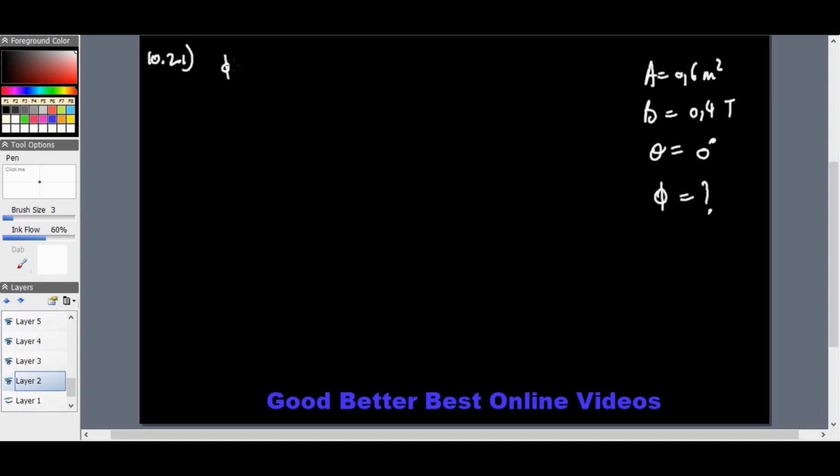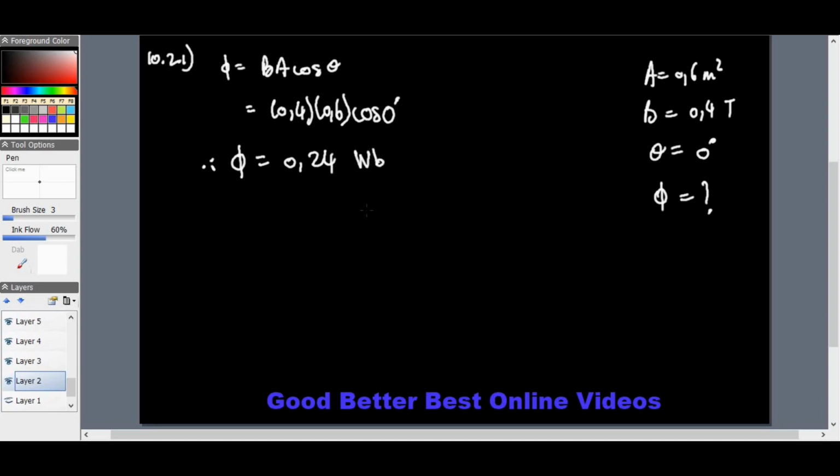So we take the formula. Magnetic flux is equal to BA cos theta, 0.4 multiplied by 0.6 cos of 0 degrees, that's 1. So it's just 0.4 times 0.6. Therefore, magnetic flux here is equal to 0.24. We can say Tesla per meter squared, or Wb for Webers, whichever one. I just say Webers. Okay.